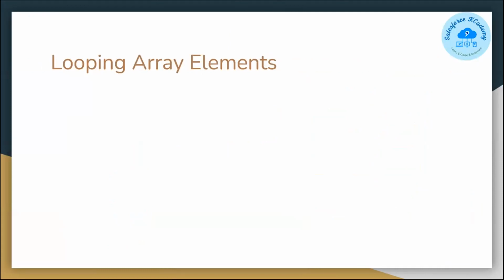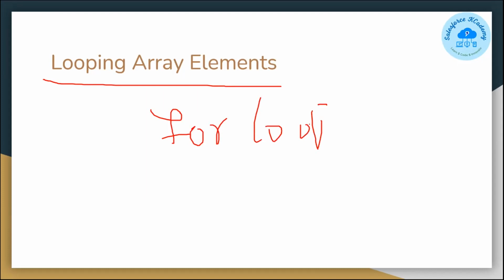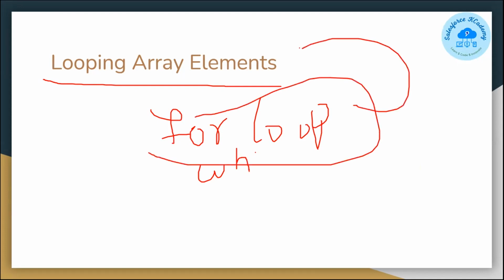Now I want to complete this concept, looping array elements. What is a loop? For loop, right? Till now we have completed only the for loop. There are other kinds of loop also, like while loop, but we have completed only for loop. So let us see how we can use for loop with an array.